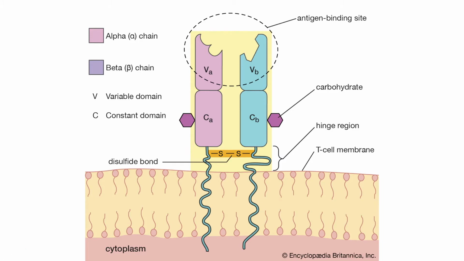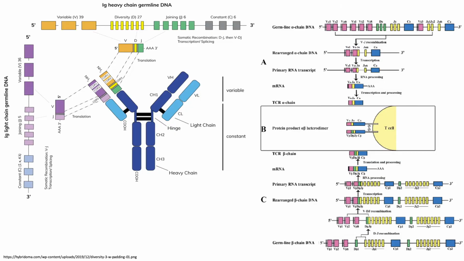Now on this next slide, there's a lot going on, but I'm going to take you through it because it's really, really cool. On the left side here, let's just focus on the antibody. On the left here, we have our light chain. The light chain is the smaller chain.